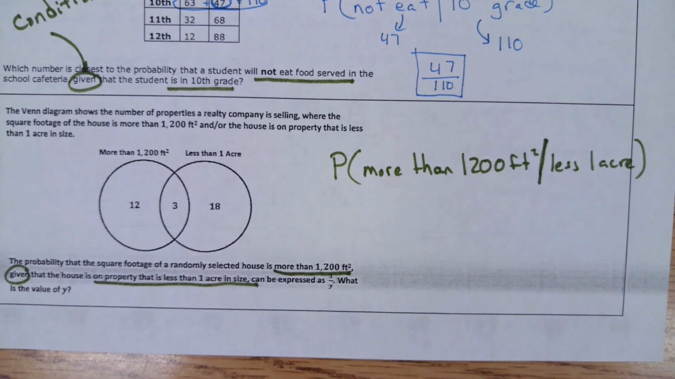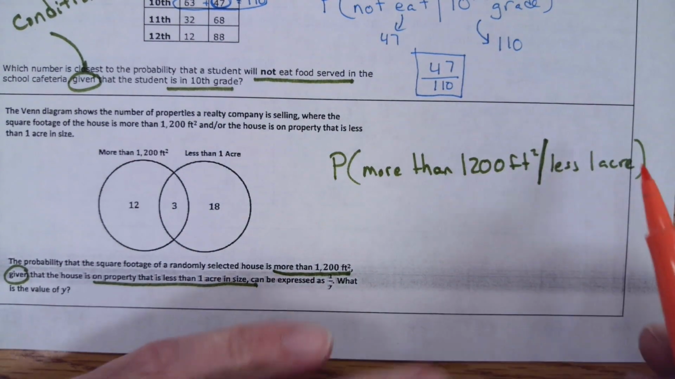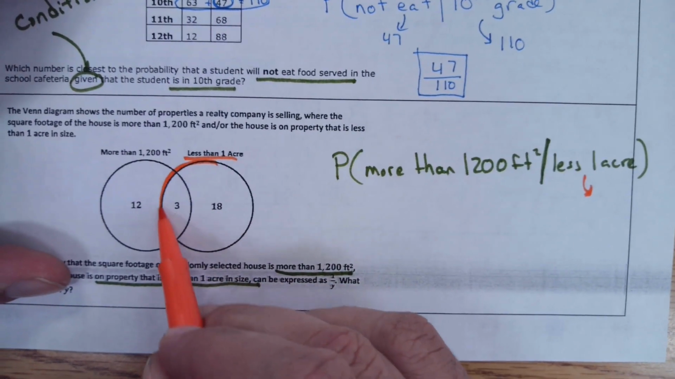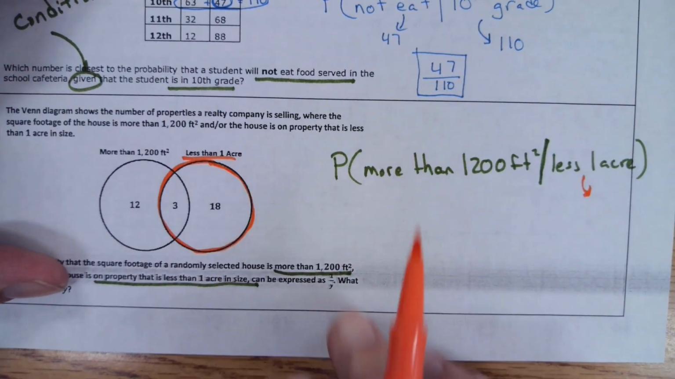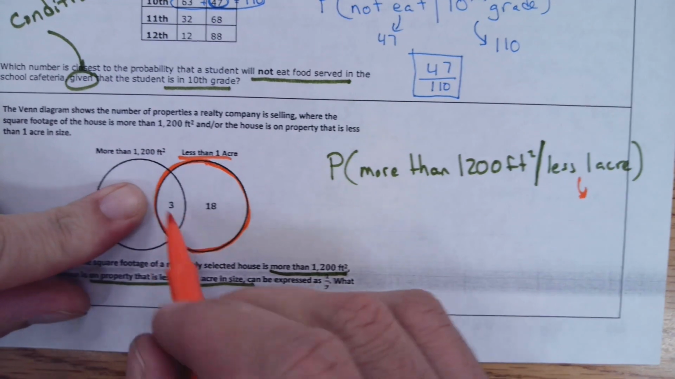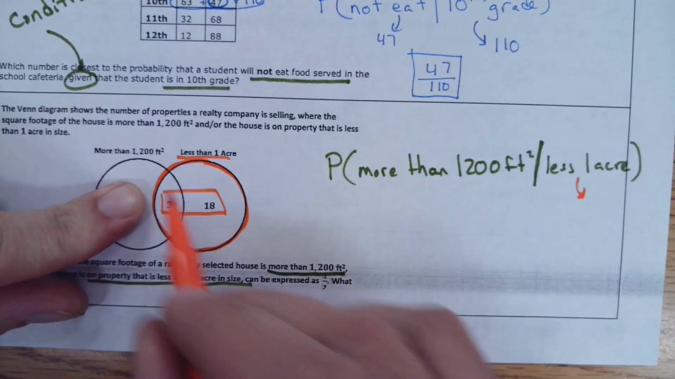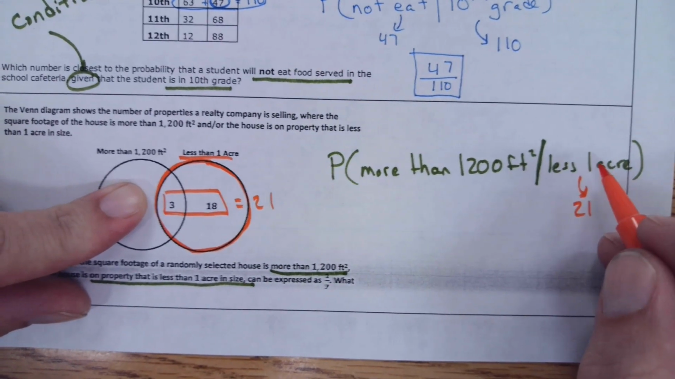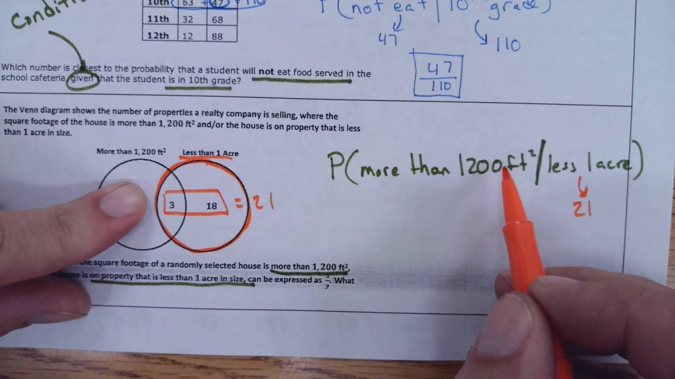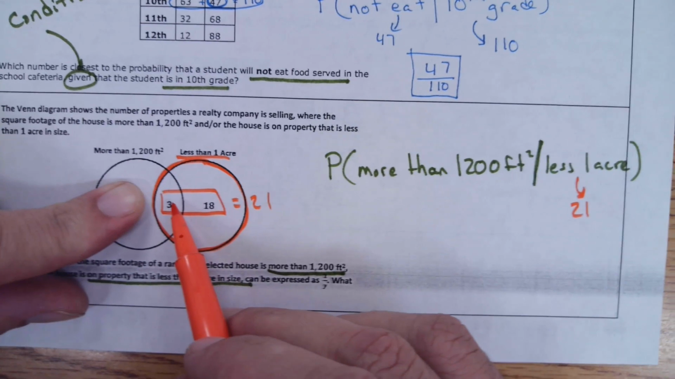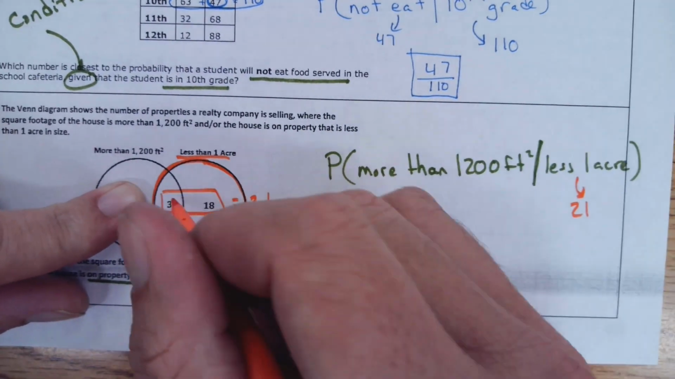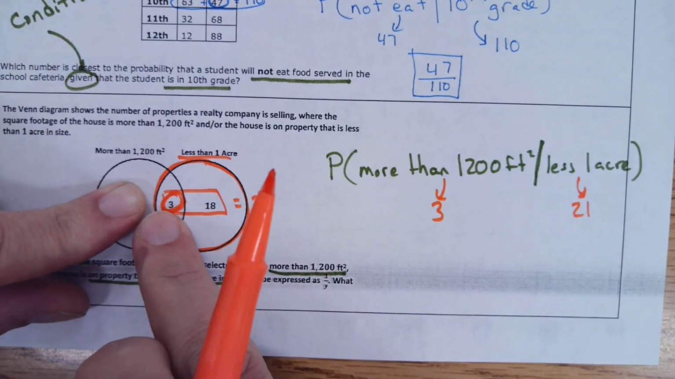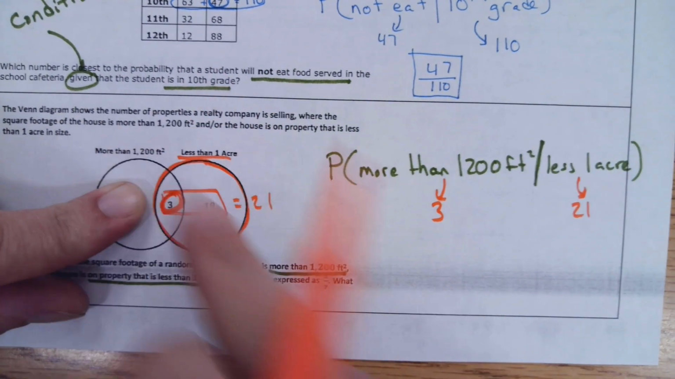Okay, so I'm going to focus on this part first, less than 1 acre. All right, so I'll come back over here. Here's less than 1 acre. That's everyone in this circle. So I cannot use the 12. All right, so how many total do we have? Well, 3 and 18, that equals 21. So that means there's 21 homes less than 1 acre. Now, how many of those are more than 1,200 square feet? Well, the 3 belongs to this circle as well. So that means this is my more than 1,200 square feet, because it belongs to this set, more than 1,200.